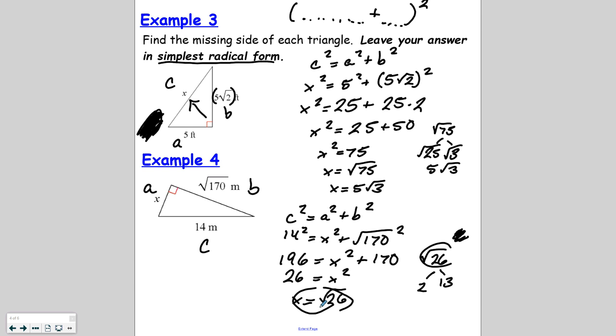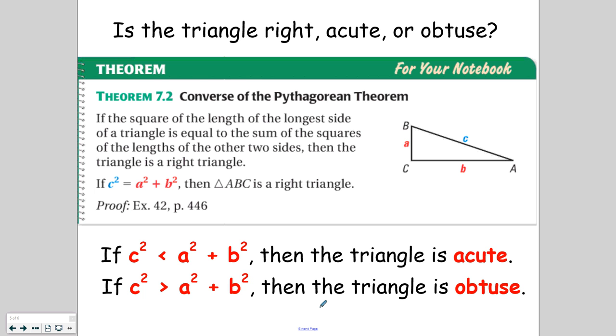All right, now finally for the last example. This last example is going to go over the converse, and there's actually 4 parts to this last example.